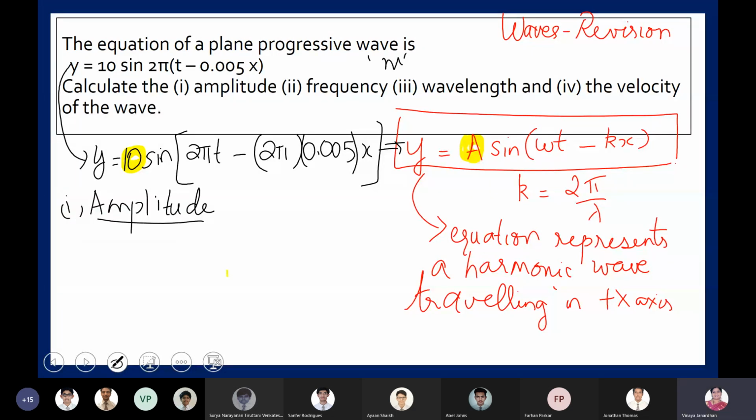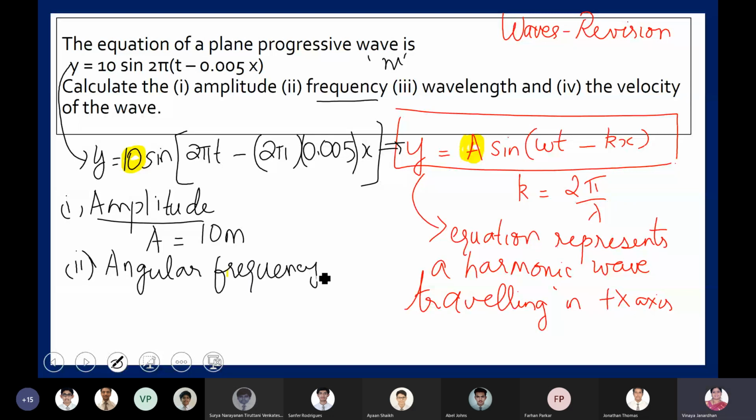Time is in seconds. Compare this equation with the standard one. So what will be the amplitude? 10 meters. Okay, fine. Next, they are asking for linear frequency. Let us first go for angular frequency. Angular frequency is omega.